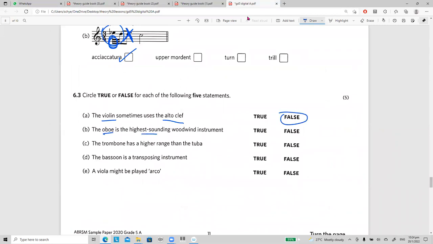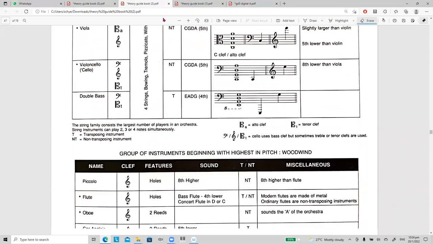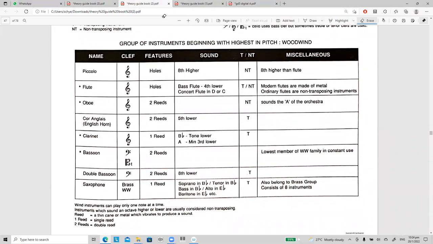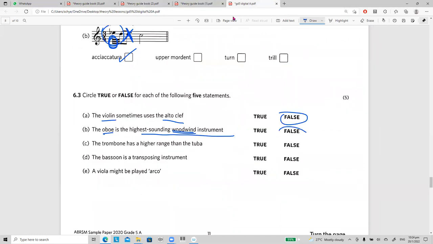The oboe is the highest sounding instrument. So let's look at woodwind instruments. Woodwind instruments are here. Okay, so the order of the instruments is from highest to lowest. So the highest should be a piccolo. So this one is false. Oboe is not the highest.